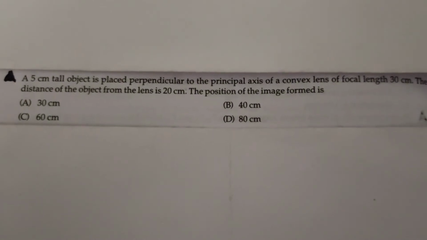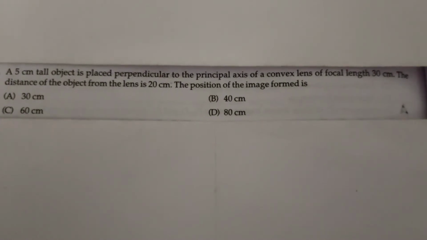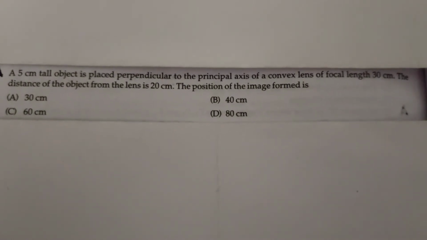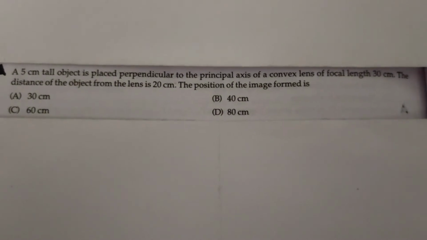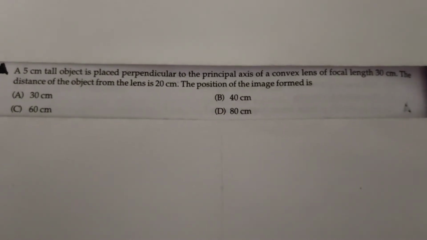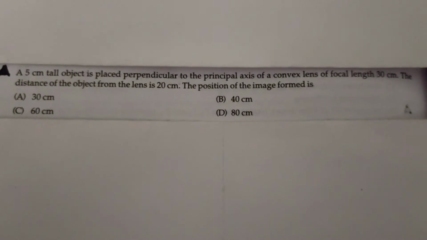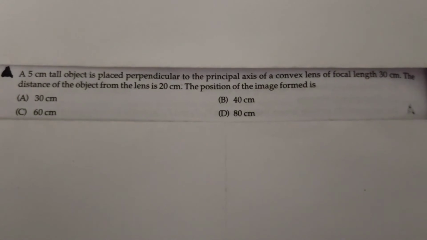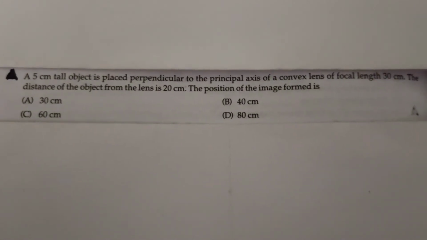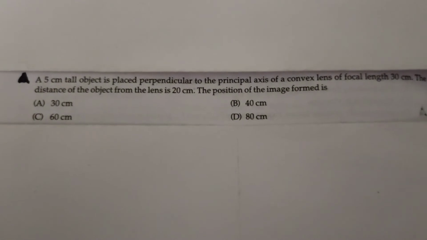Now the next question is: a 5 cm tall object is placed perpendicular to the principal axis of a convex lens of focal length 30 centimeters. The distance of the object from the lens is 20 centimeters. The position of the image formed is. Now in this case, the height of the object is given and the focal length of the convex lens is given. So the focal length is plus 30 centimeters for a convex lens. u is given as 20 centimeters, which is the distance between the focus and the optical center of the lens.